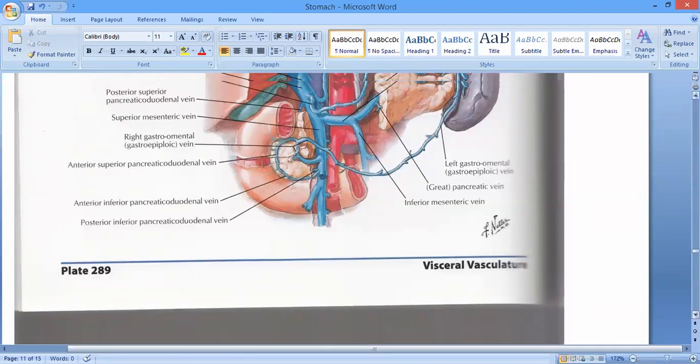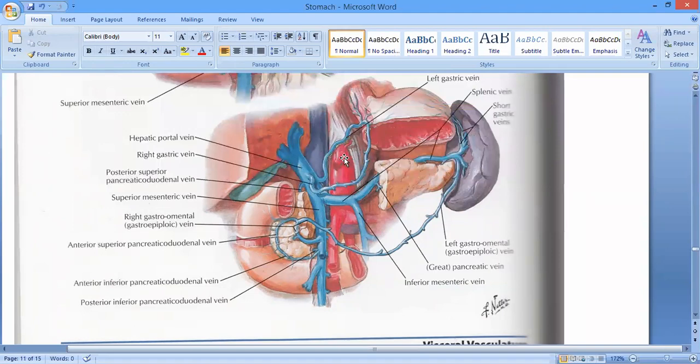I have told you, the abdominal aorta, as far as it enters, is going to give the celiac trunk. After the celiac trunk, it is going to give another one called the superior mesenteric artery, right? The superior mesenteric artery is going to supply most of the intestines up to the transverse colon, the right two third and the left one third of the transverse colon.